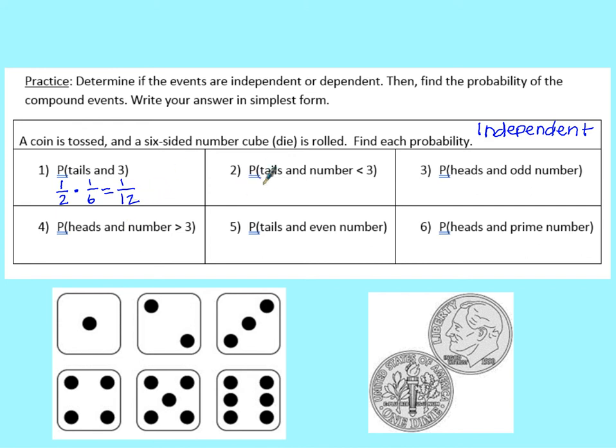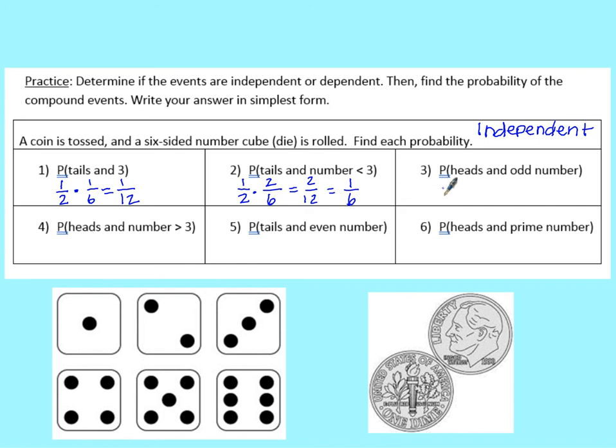Trying the next one. First we want to find the probability of tails, and then the probability of getting a number below 3. So tails again, 1/2 chance, and then the numbers below 3 are only 1 and 2, so that's 2 possible outcomes out of 6 total possible outcomes. So on top we get 2, on the bottom we get 12, and this can be simplified. We can divide them both by 2 and get 1 over 6.